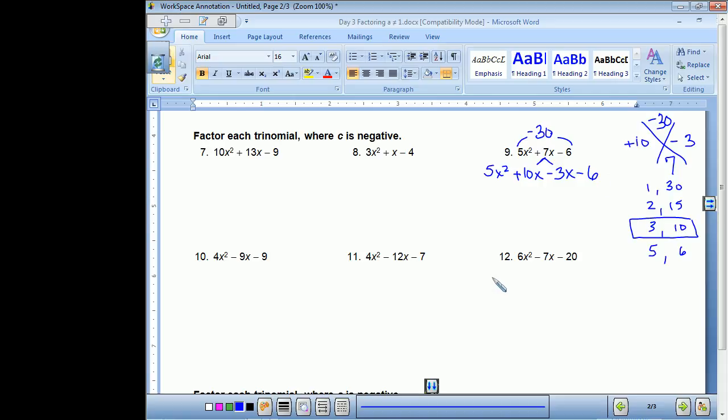Okay, and this is where at this point we do the same thing. So go ahead and see if you can finish it. If you need my help, let me know.